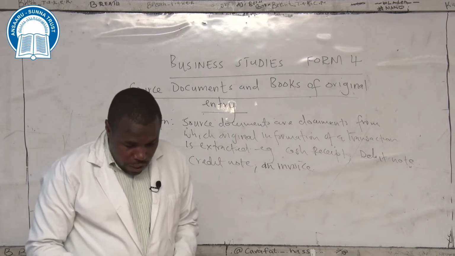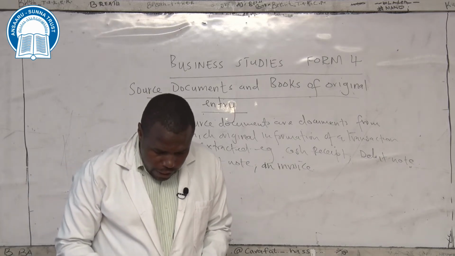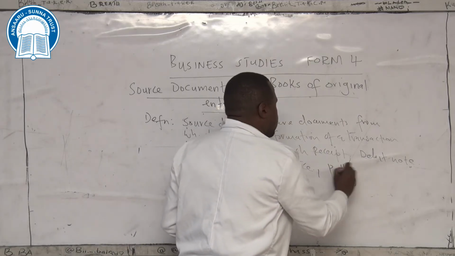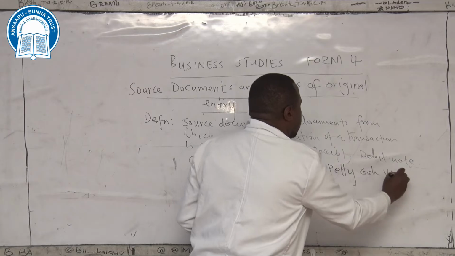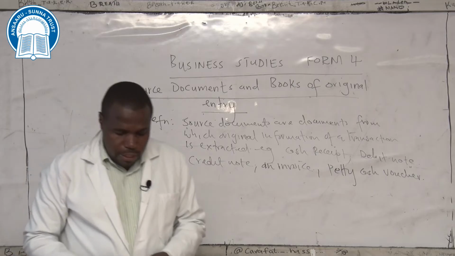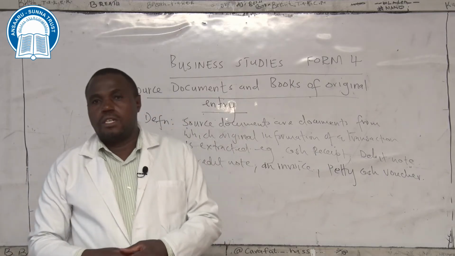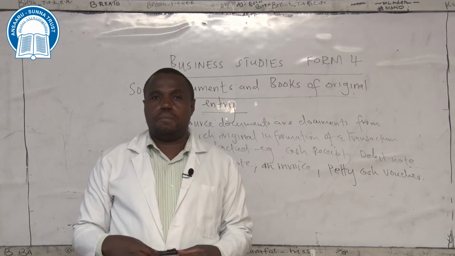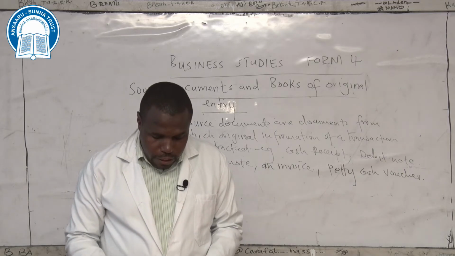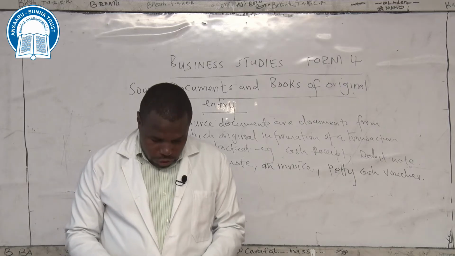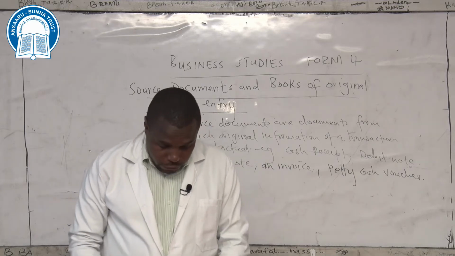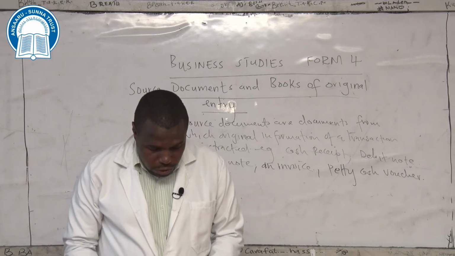Then apart from that, we have what is called a voucher, petty cash voucher. A petty cash voucher, on the other hand, is a source document that is provided by a petty cashier to anybody who will be given money by the petty cashier. So it is signed by the people who take the money from the petty cashier. So that is what is referred to as a petty cash voucher. So those are some of the source documents that we have.